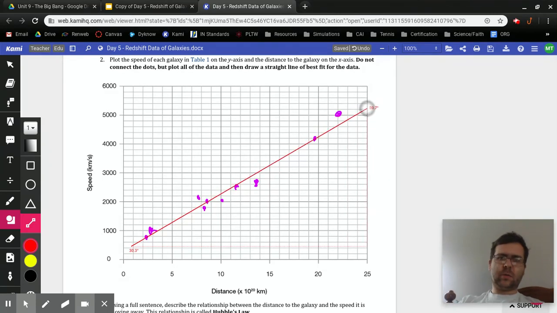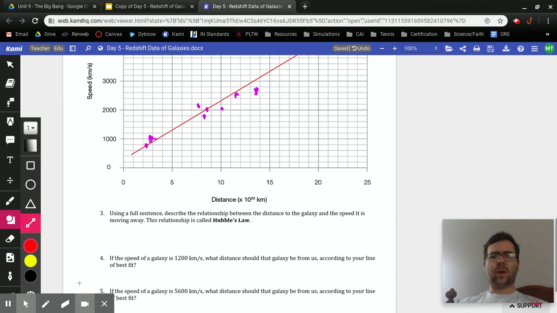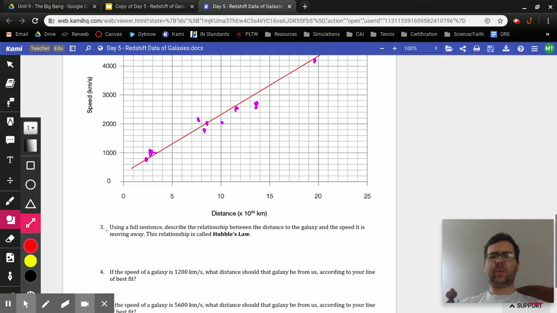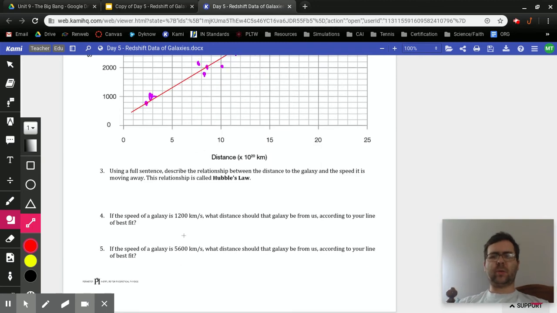All right, so this shows basically the general trend of the data points, and it demonstrates there's a relationship there. As you increase the distance, the speed will also increase. That's what this number three question is asking you. It says describe the relationship between the distance to the galaxy and the speed it is moving away. You could say a bunch of things, but basically, the further away the galaxy is, the faster it appears to be moving.